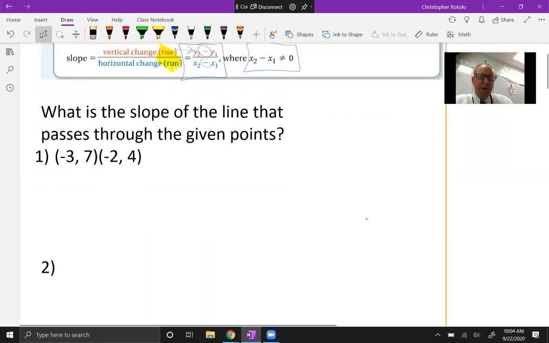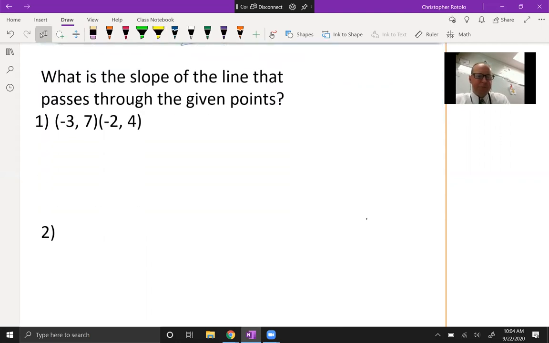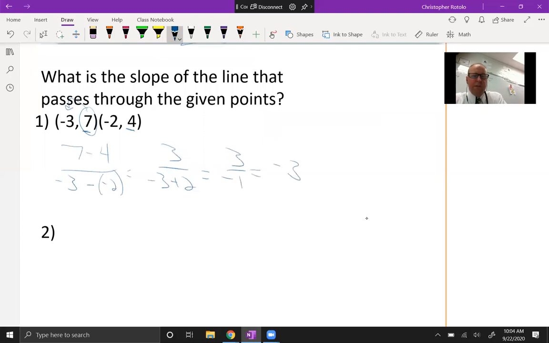What's the slope of the line that passes through the points? So we're just after slope. So I'm going to start with my y's, 7 minus 4. The key is if I start with 7, I have to start with -3, and that's minus -2. All right, so I know that this is going to be 3 on top. This is -3 plus 2. So I get 3 over -1, which is -3 to get the slope. That gives me m for slope. So that's all we need with that.